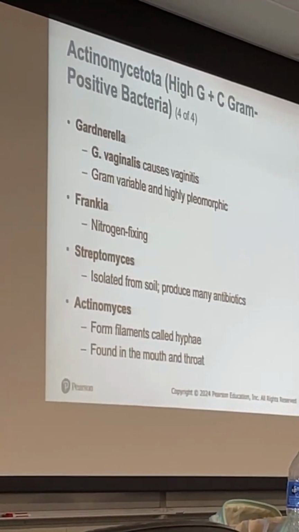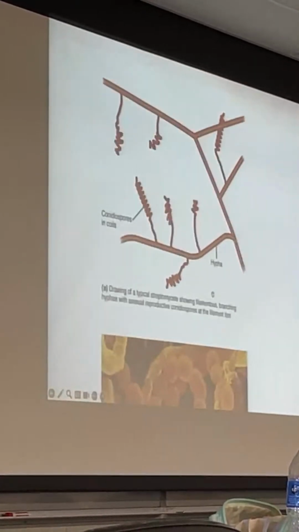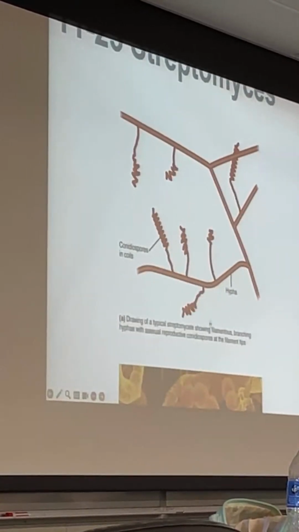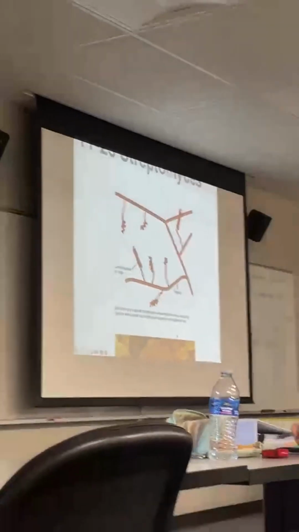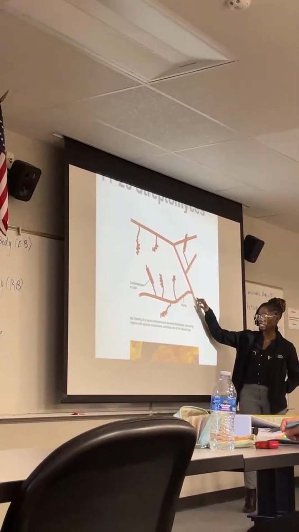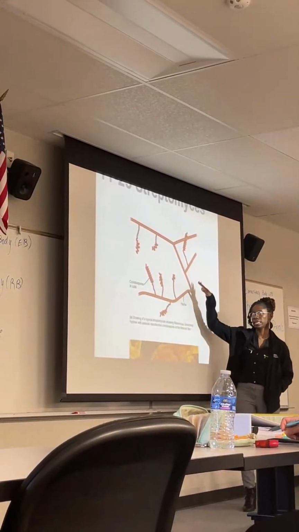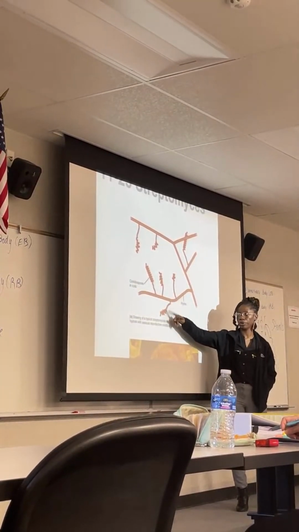So let's look at streptomyces. Remember I was just saying that streptomyces looks a little bit like a fungal structure in its nature. So here we have the streptomyces structure. It's filamentous, and it branches off with the hyphae. So we're going to talk about hyphae. Hyphae are basically these long extensions, and these are going to have different conidia spores and coils on the surface.